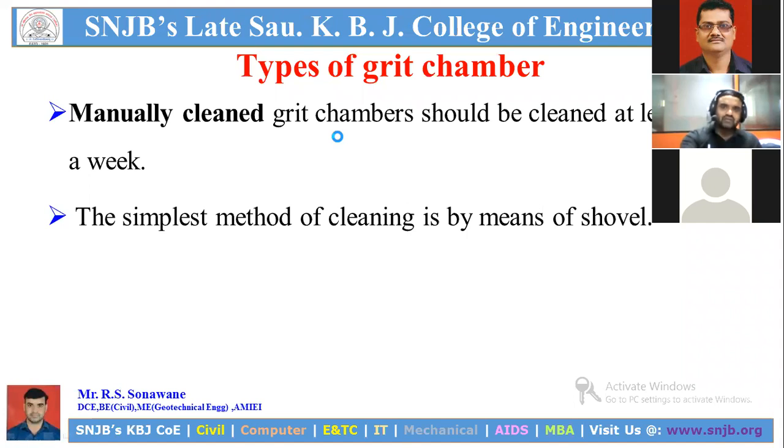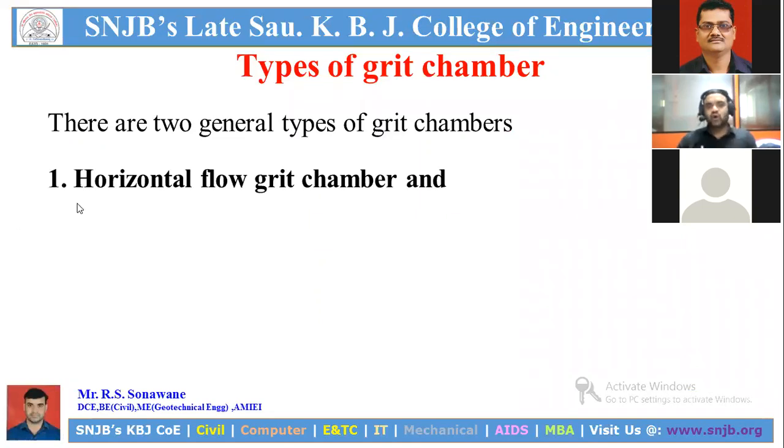Now we will see exactly the general types of a grit chamber. One is a horizontal flow grit chamber, and the second one is an aerated grit chamber. So this is the general type of grit chamber. Before that, we saw the mechanical grit chamber and the manual grit chamber in terms of their cleaning purpose. Now, the general type of grit chamber is in terms of a horizontal flow grit chamber and the aerated grit chamber. Is that clear? So one by one we will see in detail here.